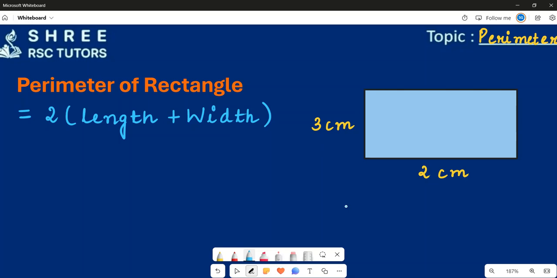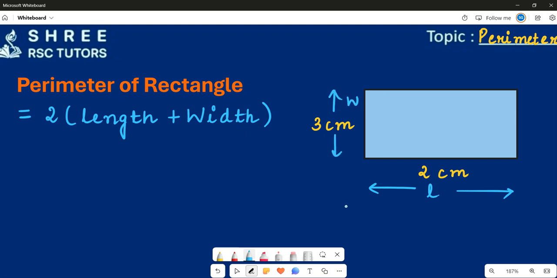So today we will learn how we can calculate the perimeter of a rectangle. You must know the property of a rectangle first of all. Here you can see that this is the length and this is the width.